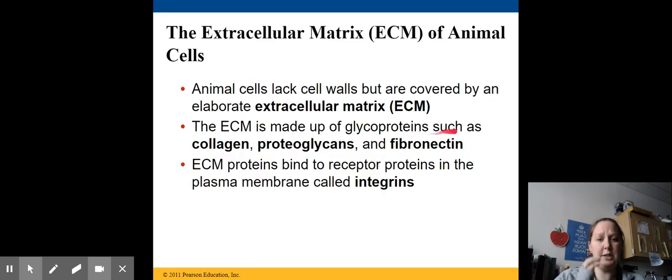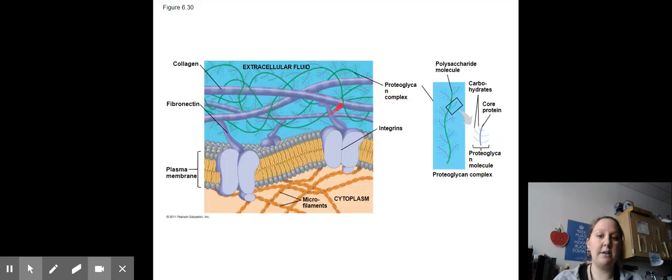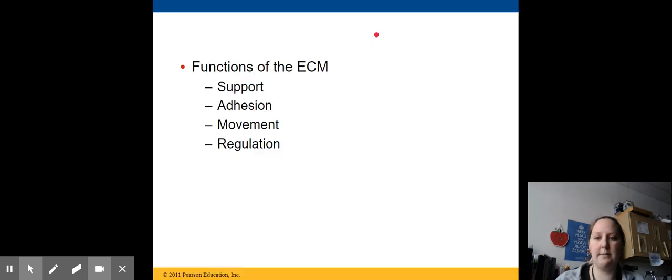The extracellular matrix consists of different glycoproteins that help with cell communication. It's not very organized, it's a little bit chaotic, but what it does is anchor cells to each other and allow for communication between cells.